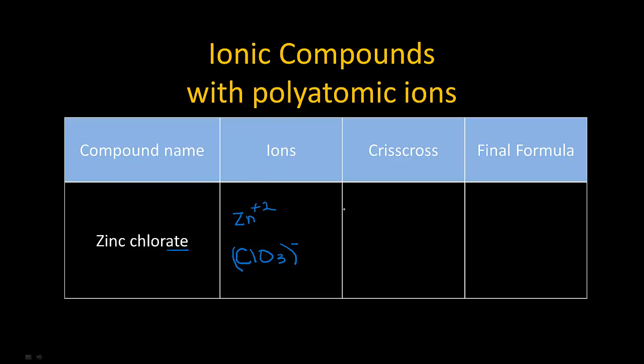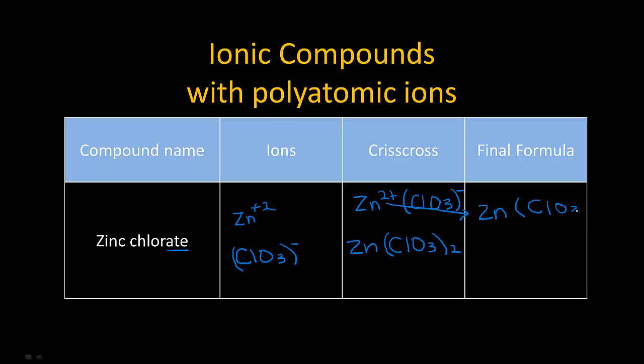So now let's crisscross. So we're going to do Zn 2+, and we're going to put our polyatomic in parentheses with a -1. That 1 goes down by the zinc, and remember we never put 1s. This 2 goes down by the ClO3. Since there's more than one ClO3, more than one chlorate polyatomic, we have to put parentheses. So it's ClO3, 2. And that is our final formula. Zn(ClO3)2 for zinc chlorate.